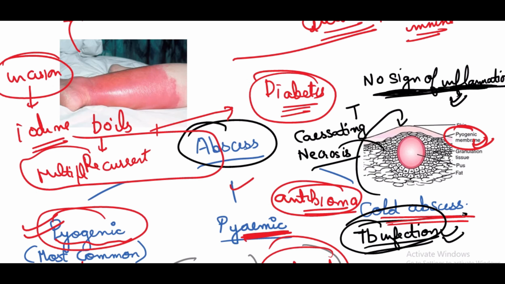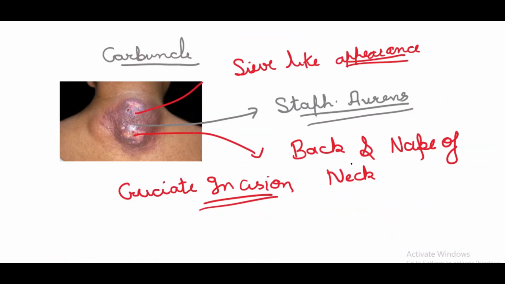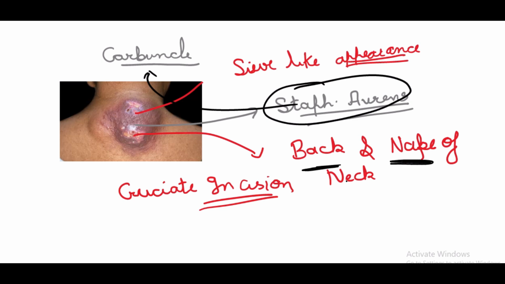tubercular infection. The next is the carbuncle. What is a carbuncle? A carbuncle is an infective gangrene of the subcutaneous tissue, and it is caused by which bacteria? Staph aureus. Remember that. So where is it seen? Remember, it is most commonly seen on the back region and the nape of the neck. Remember that for your exam. It is seen where the skin is coarse, and rarely on the shoulders, cheek, dorsum of hand, etc.